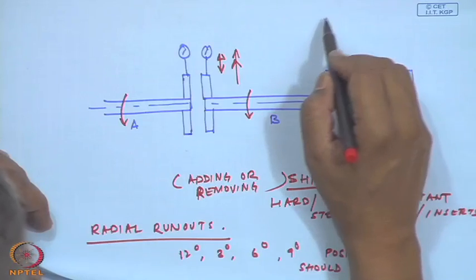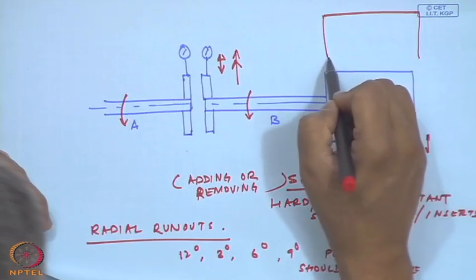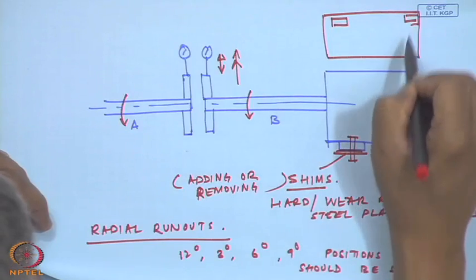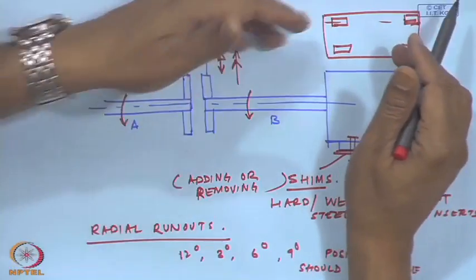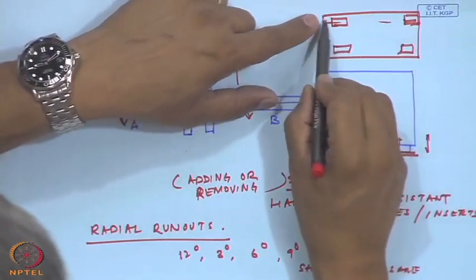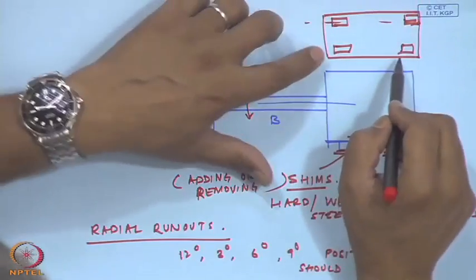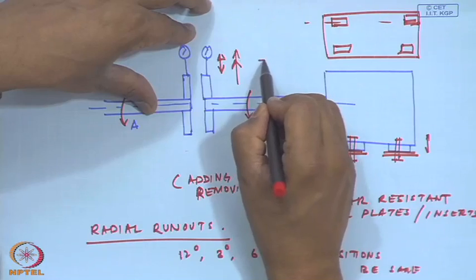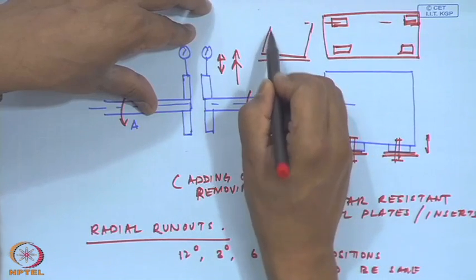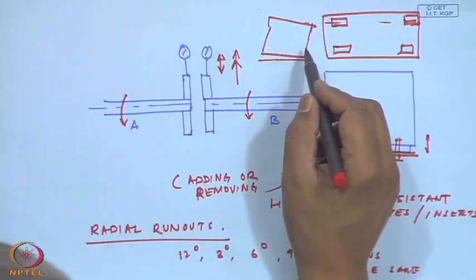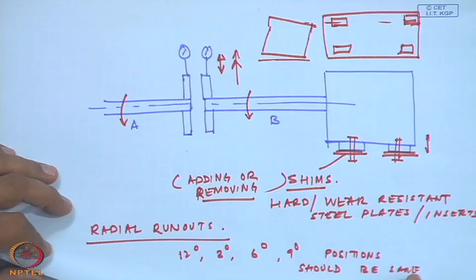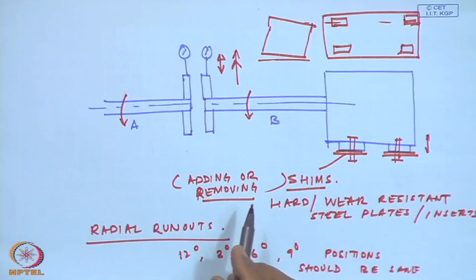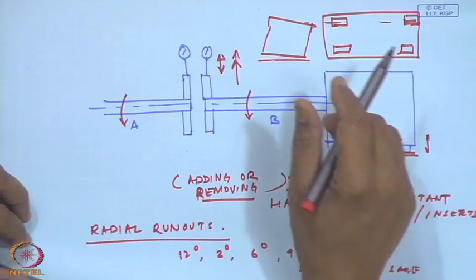Okay. For example, in the top view, I have shims here, I have shims here, I have shims here, I have shims here. If I add or remove in one plane, I can reduce the angular misalignment, you can understand. If this location is elevated compared to this, this will have a rotation like this. The base plane may be like this. And this gives rise to what is known as the angular misalignment. So, by adding or removing shims, I can take care of the misalignment by reducing the radial runouts, in the angular sense or in the normal vertical or horizontal sense.